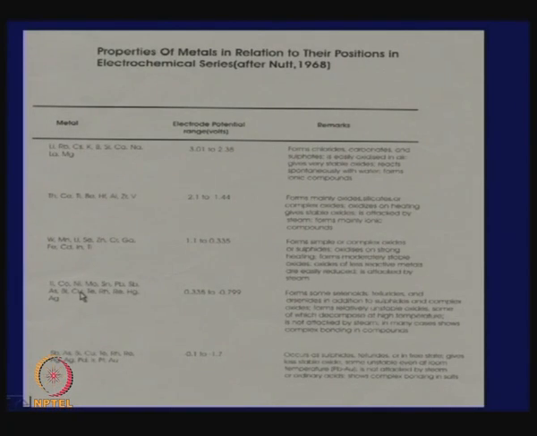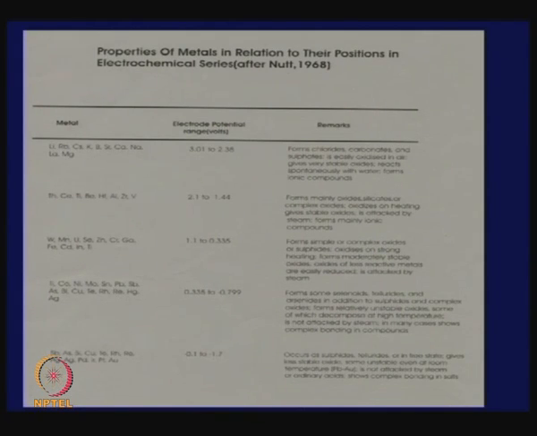Then we come to this group, which are again less reactive, with values of electrode potential from 0.335 to minus 0.799. They form, as I mentioned earlier, selenides, tellurides and arsenides in addition to sulfides and complex oxides, and form relatively unstable oxides, some of which decompose at high temperature, like mercury oxide. They are not attacked by steam. In many cases they show complex bonding in compounds.